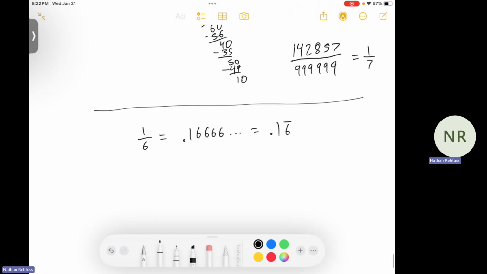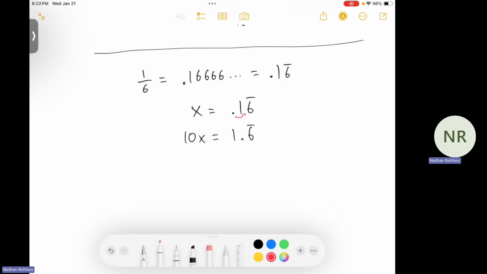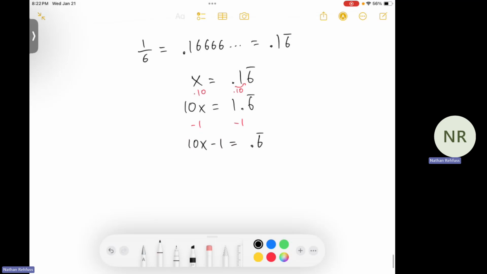Here's what I'm going to do. We'll do a little algebra. X is 0.1 and then a bunch of 6's. If I multiply both sides by 10, on the left I get 10x, and on the right I get to move the decimal one place to the right and call it 1.6 repeating. Now I'm going to subtract 1 from both sides. It says 10x minus 1 is 0.6 repeating.